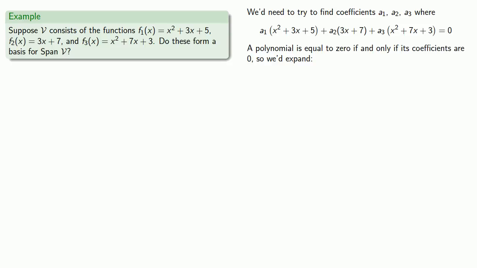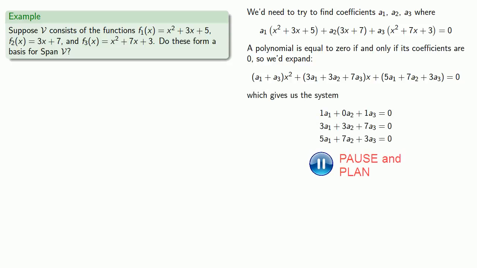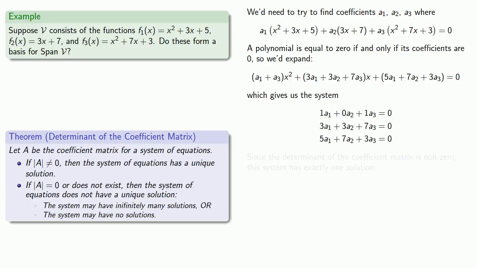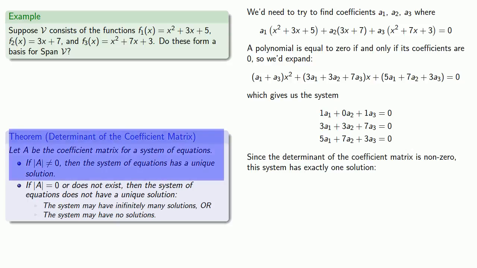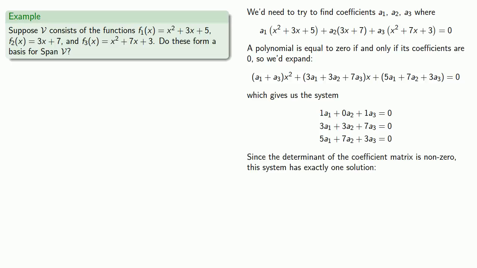And after the dust settles, we get this polynomial: (a1 + a3)x^2 + (3a1 + 3a2 + 7a3)x + (5a1 + 7a2 + 3a3) = 0. And we want to solve this system. So I'll set this up as a system of linear equations and try to solve it. Now the easiest way to answer this question is to note that the determinant of the coefficient matrix is going to be a non-zero value, and so this system will have exactly one solution. And by inspection, we can see that that solution has to be a1, a2, and a3 all equal to 0.